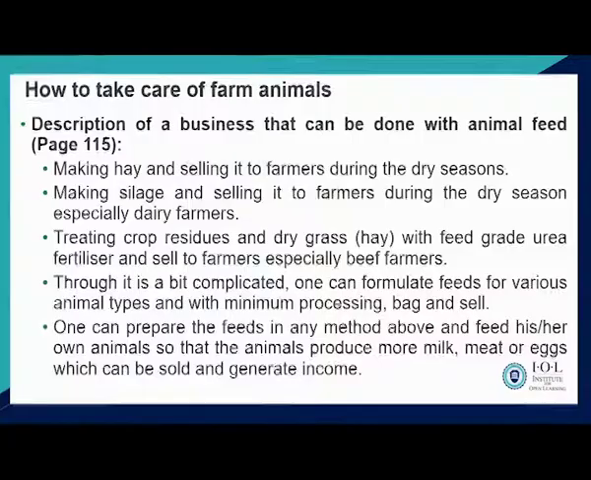Continuing with how one might take care of farm animals, here is a description of businesses that can be done with animal feed. You can make hay and sell it to farmers during the dry season. We recently had a drought, so you can make money that way. You can make silage and sell it to farmers during the dry season, especially dairy farmers. You can treat crop residues and dry grass or hay with feed-grade urea and fertilizers, and sell to farmers, especially beef farmers.